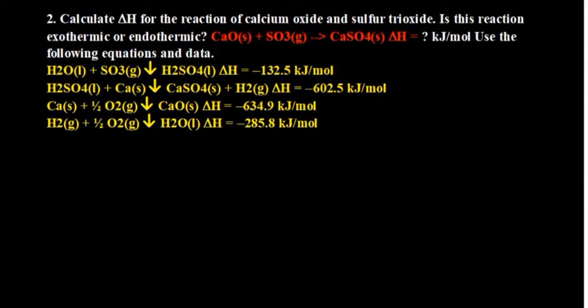So this is our main equation in this case. So what is the question saying? The question says calculate the change in enthalpy for the reaction of calcium oxide and sulfur trioxide. So is this reaction exothermic or endothermic? So use the following equations and data.